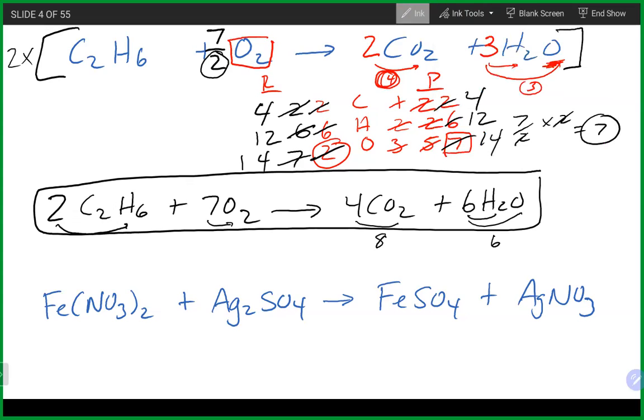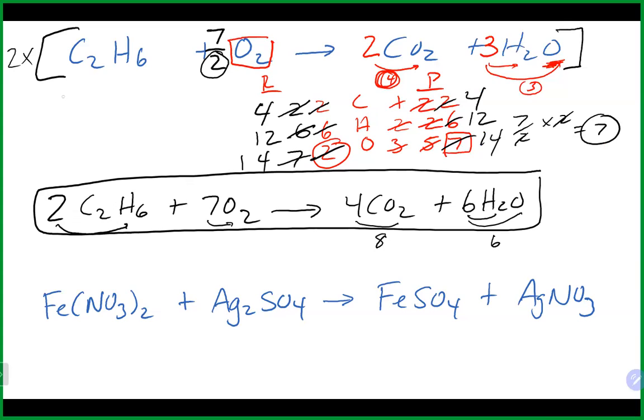Now, you may be wondering, how do you pick the fraction? It's a very simple recipe. The top number is the number you need. So if you remember, we needed 7 over there, so that's why we chose 7. The bottom number should match the subscript, which is this number. These two should match.